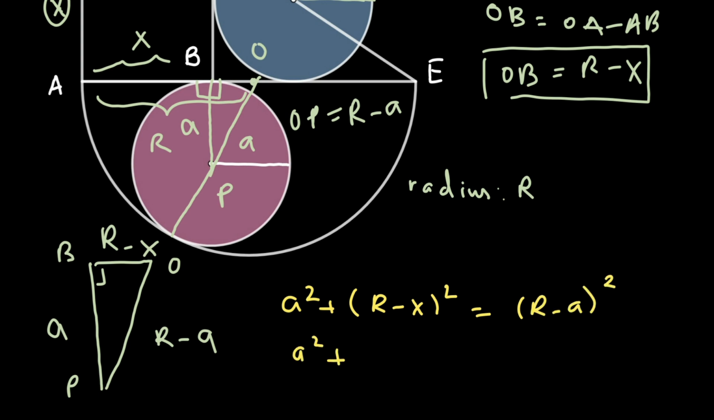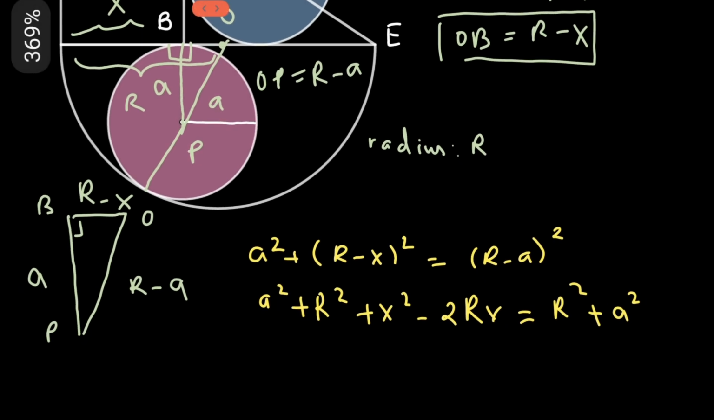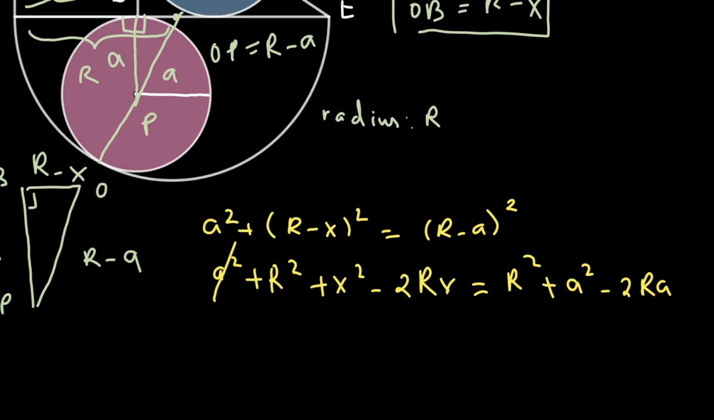Therefore A square plus R square plus X square minus 2 times RX equals R square plus A square minus 2 times RA. Now here we can see that A square and R square got cancelled out, and if we just isolate 2RA on one of the sides, we will get 2 times RA equals 2 times RX minus X square.